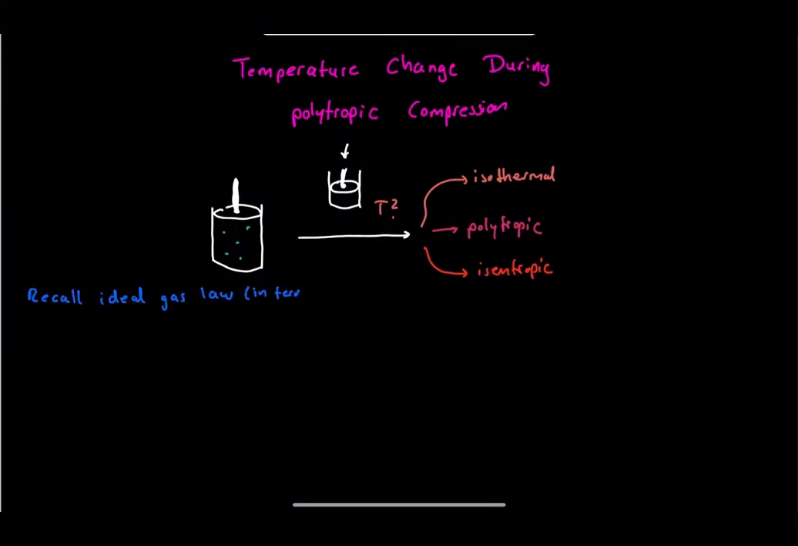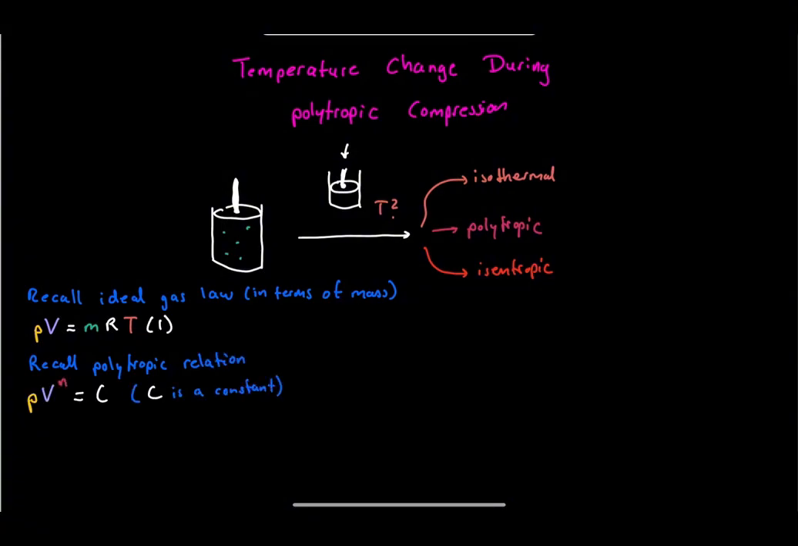We start with the ideal gas law. This tells us that pressure, volume, and temperature are directly connected. Now we combine this with the polytropic relation. A polytropic process follows P times V to the power n equals constant. This equation describes the compression path.